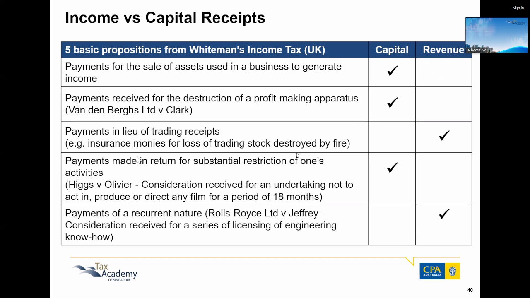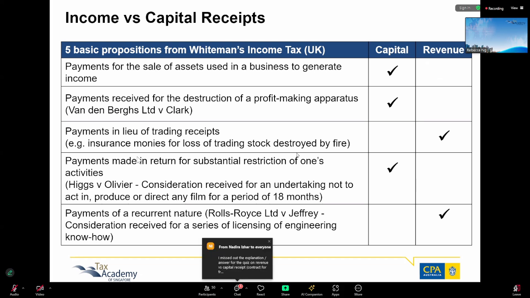Payments in lieu of trading receipts, such as insurance money received for the loss of trading stock destroyed by fire, will be regarded as revenue receipts, which is taxable. And payment made in return for substantial restriction of one's activities, like a restrictive covenant, is regarded as capital receipt, is not taxable. And payment of recurring nature is regarded as revenue receipt and it is taxable.